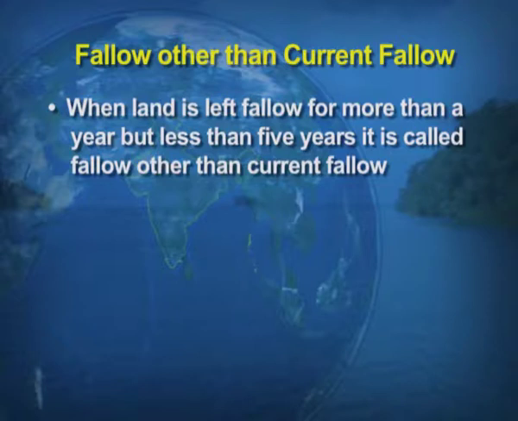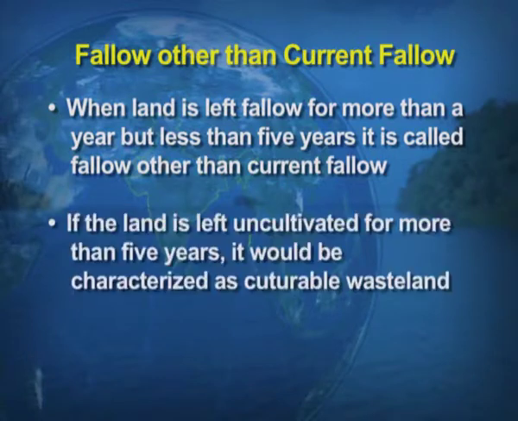Next category is fallow other than the current fallow. When the land is left fallow for more than a year, but less than 5 years, it is called the fallow other than current fallow. If the land is left uncultivated for more than 5 years, it would be characterized as the cultivable wasteland. That means, we consider that land which is not fit for the cultivation.